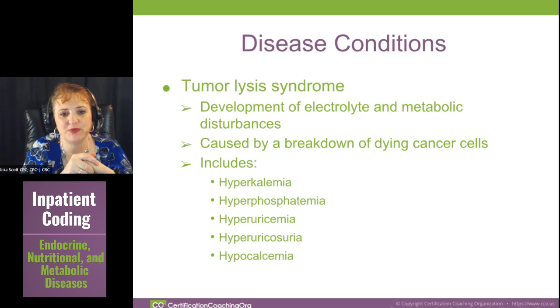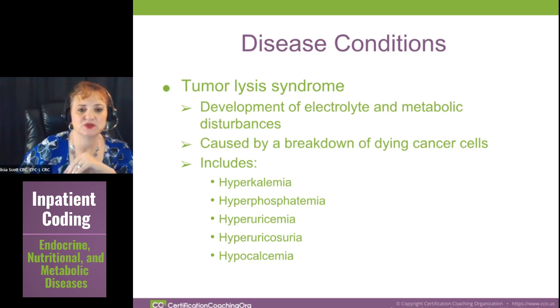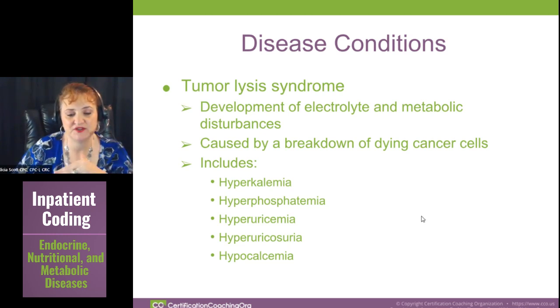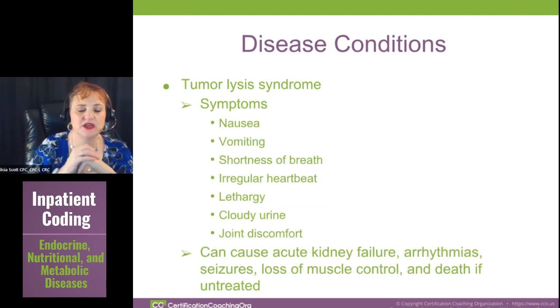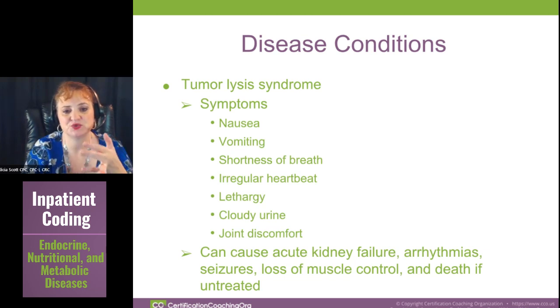Tumor lysis syndrome, you may not have ever heard of that, but it is a problem with the electrolyte and metabolic process, and it is a breakdown of dying cancer cells ultimately. So you can have hyperkalemia, which is potassium, hyperphosphatemia, not potassium. Kalemia is potassium. Hyperuricemia, hyperuricosuria, and hypocalcemia. Those are all ones that are too much of those, except hypocalcemia, meaning too low calcium. The signs and symptoms are nausea, vomiting, shortness of breath, irregular heartbeat, lethargy, cloudy urine, and joint discomfort. So again, look for those in the documentation.